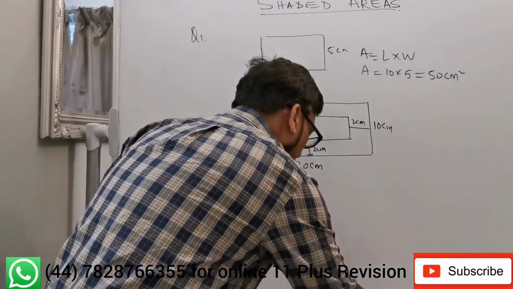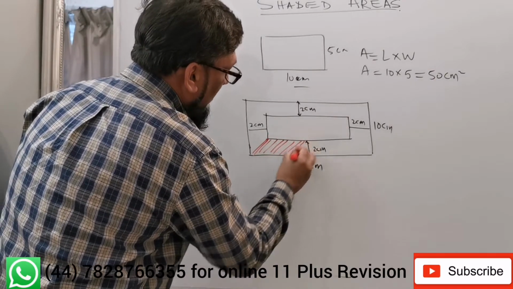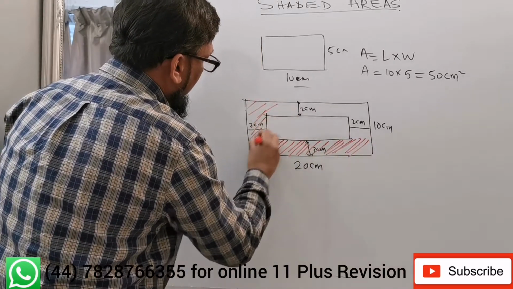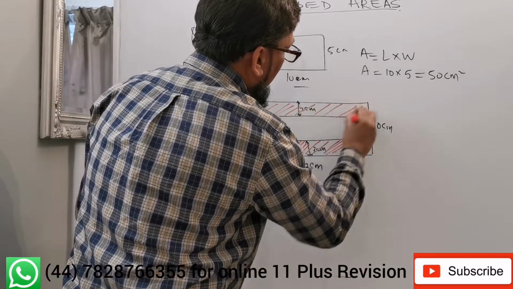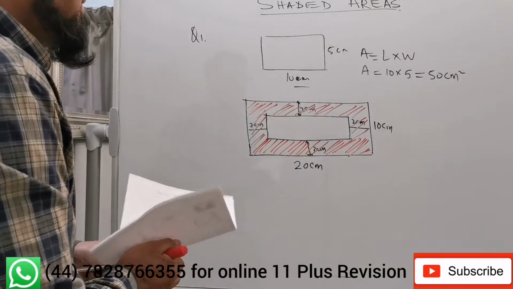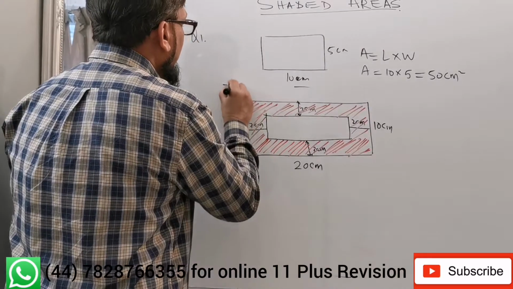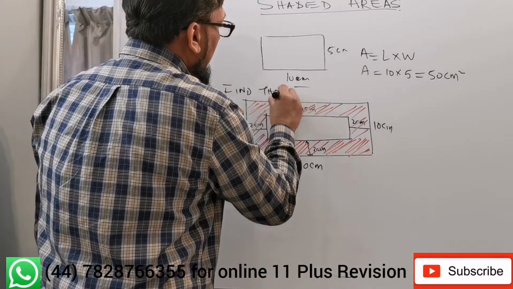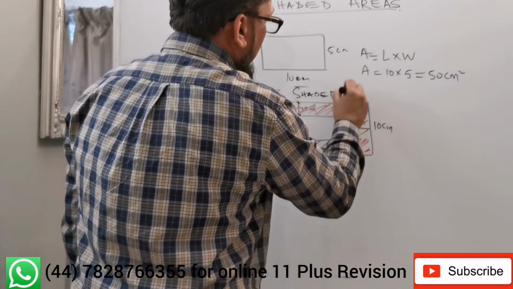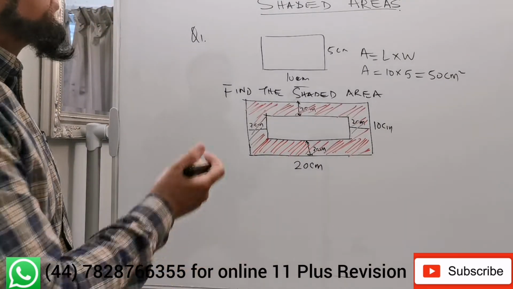And now, look at this one, okay? This is the shaded area, okay? So the question is: find the shaded area for this rectangle. Okay, how can we work it out?